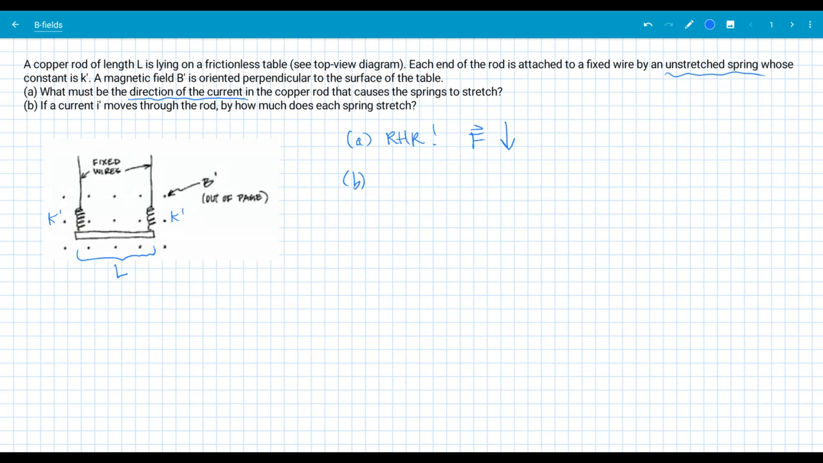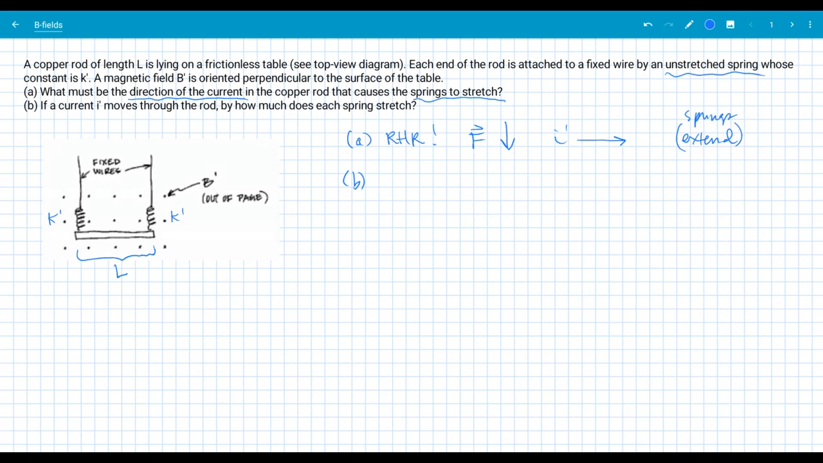So if the springs are going to extend here, so I answered this question in a funny way. If the springs are going to extend, then that means force is downward, and that must mean that my current, I'll call it I prime, has to go to the right by right-hand rule. A leftward current would cause an upward force, and I mean upward in the plane of the page, right? So that the springs would compress. So the springs extend in this case.